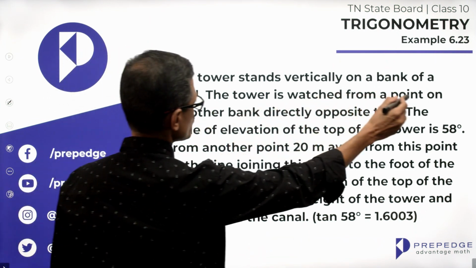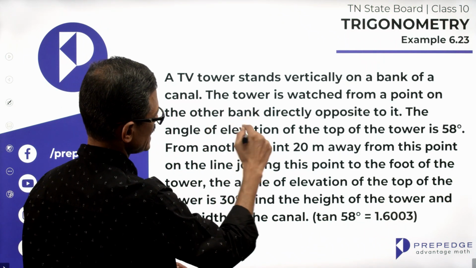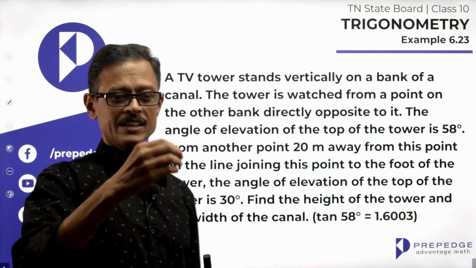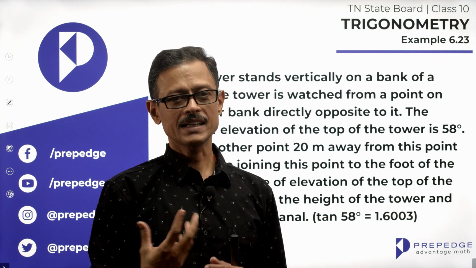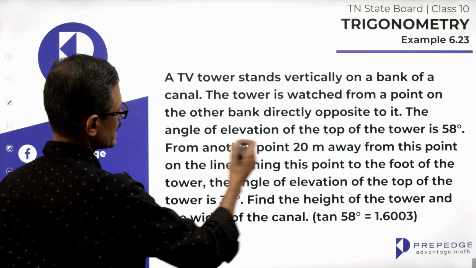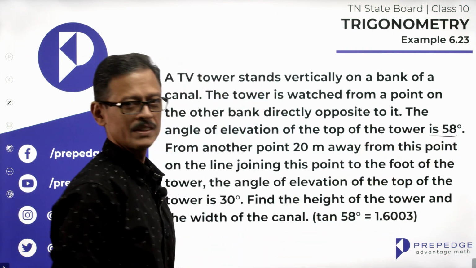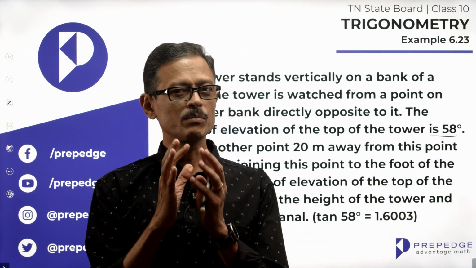The tower is watched from a point on the other bank directly opposite to it. இந்த tower இந்த bank ஓட opposite bankல இருந்து, எதிர்கரையில இருந்து பார்க்கறாங்க. அப்படி பார்க்கும்போது the angle of elevation is 58 degrees. இந்த கேள்வி conceptually ரொம்ப difficult இல்ல.